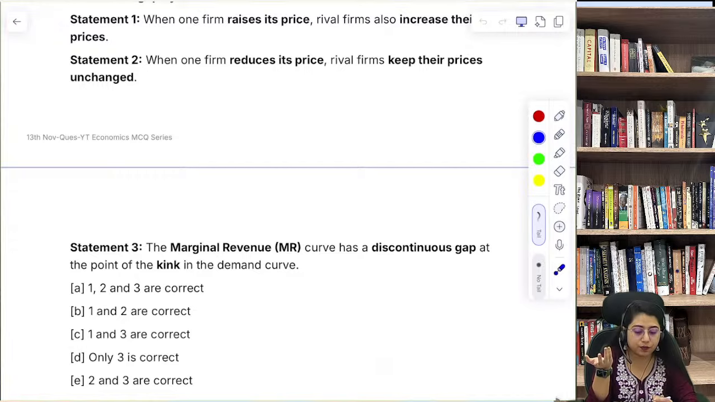Because when one firm raises its price, it's not necessary that rival firms also raise their price, because they sometimes keep their price the same to gain more and more customers. Okay. Yes, very nice, Lehari. What about the second one?